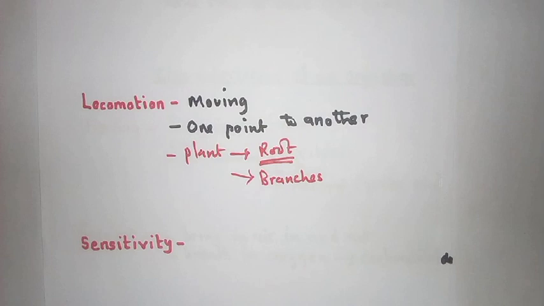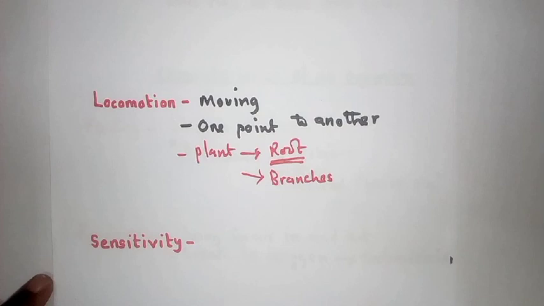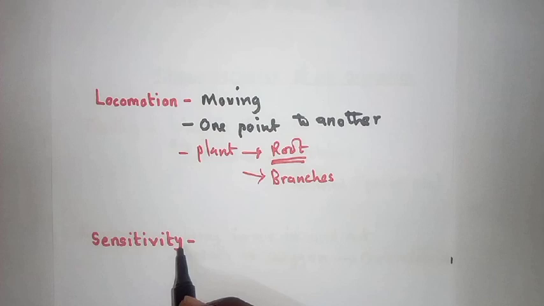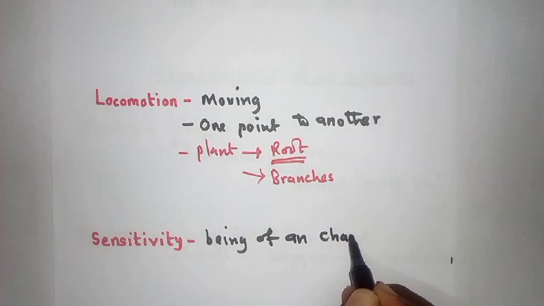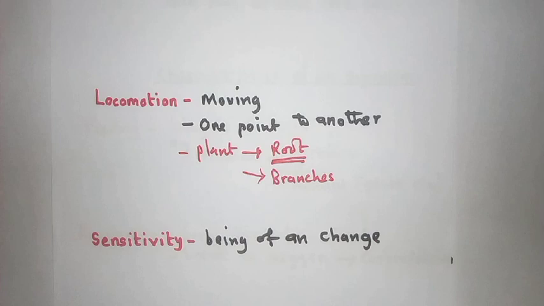Another one is sensitivity. An organism must have this characteristic also, which is sensitivity. Sensitivity here is being aware of any change. Let's say a human being touches fire, he or she will sense that he or she has touched fire. Even plants sense.